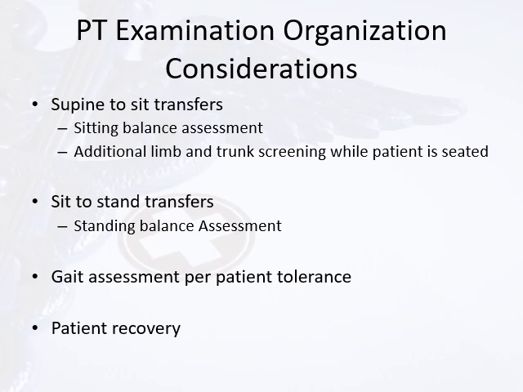We can then move on to an assessment of supine to sit transfers. And once they're sitting, do a quick sitting balance assessment. We can do additional limb and trunk screening or special testing while the patient is seated as appropriate. And again, when the person does change position, it's often a good time to get a repeat set of their vital signs and to find out how they're doing subjectively. Maybe their vital signs seem fine, but they may feel dizzy. Now is a good time to see if the patient is feeling nauseous as a result of that postoperative anesthesia.